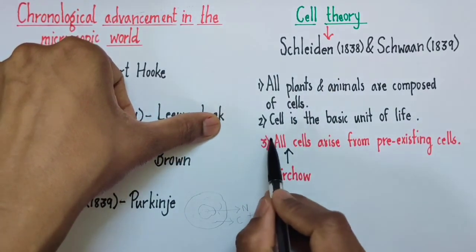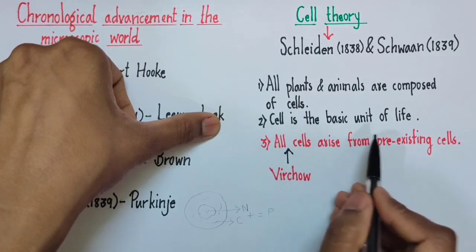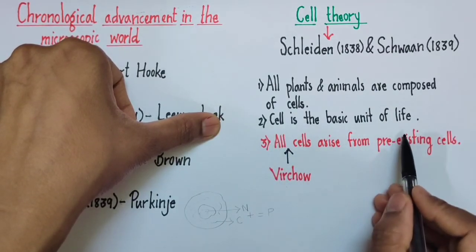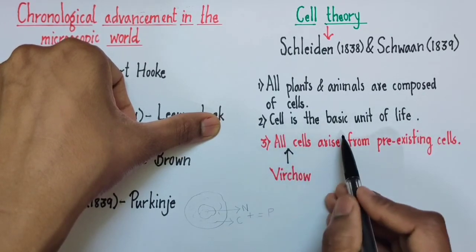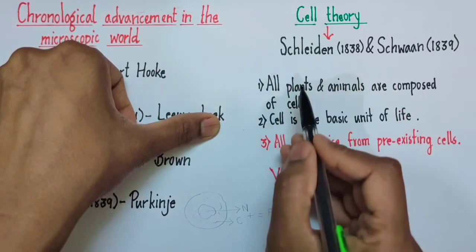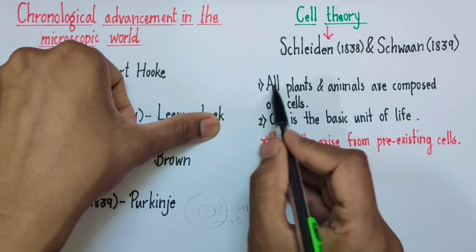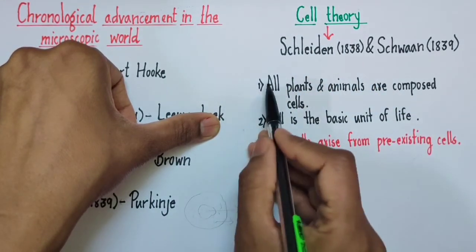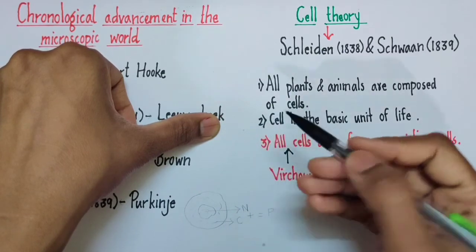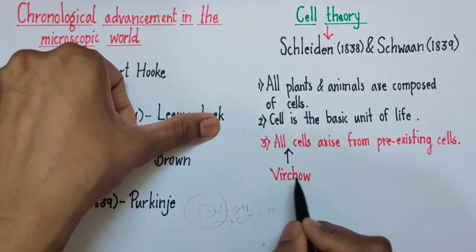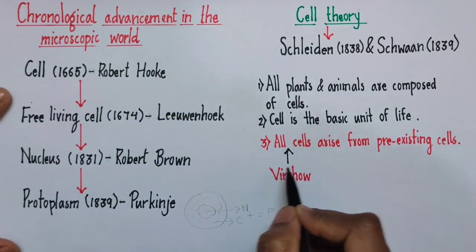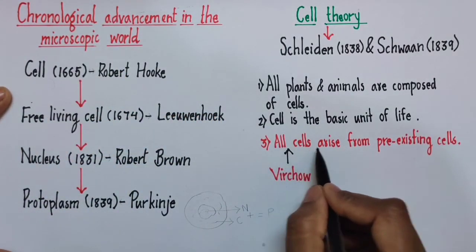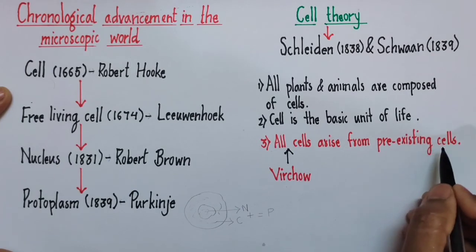And the second point was cell is the basic unit of life. It is very obvious that when all the living organisms are made up of cells, then cell has to be the basic unit of life. When initially the cell theory was proposed, it was proposed with only these 2 points. However, later on, Virchow added one more point to it. What was his point? He said that all cells arise from pre-existing cells.